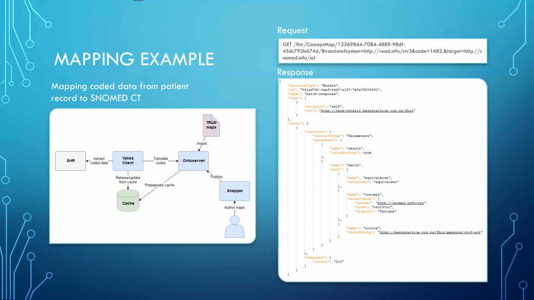Then we have our integration component, which will extract the coded data from the EHR. It will then pass the codes found in the EHR up to our Ontoserver to do the translation. We're also doing a bit of pre-population cache to optimize that mapping function. And on the right hand side, you can see a request we're making to do a FHIR translate against the FHIR concept map, which returns the matching SNOMED code.